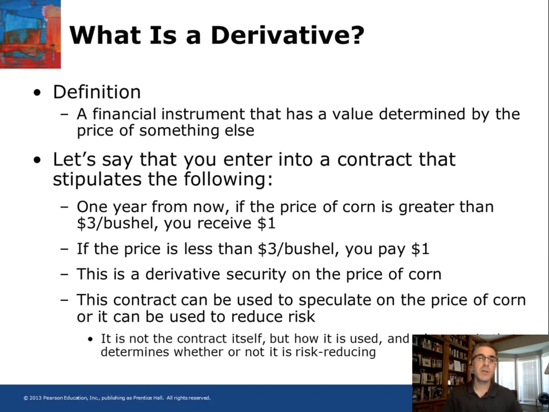Let's say that you find a trading partner who is willing to enter into a contract that has a value which depends on the future price of a commodity, in this case, corn. If the price of corn in 1 year is greater than $3 per bushel, you'll receive $1. If the price is less than $3 per bushel, you'll pay $1. Okay, very simple. There's one variable here, the price of corn 1 year from now. And there's only one security changing hands, which is the single dollar that will be paid from one party to the other. So you may be asking, why would someone want to enter into this kind of contract?